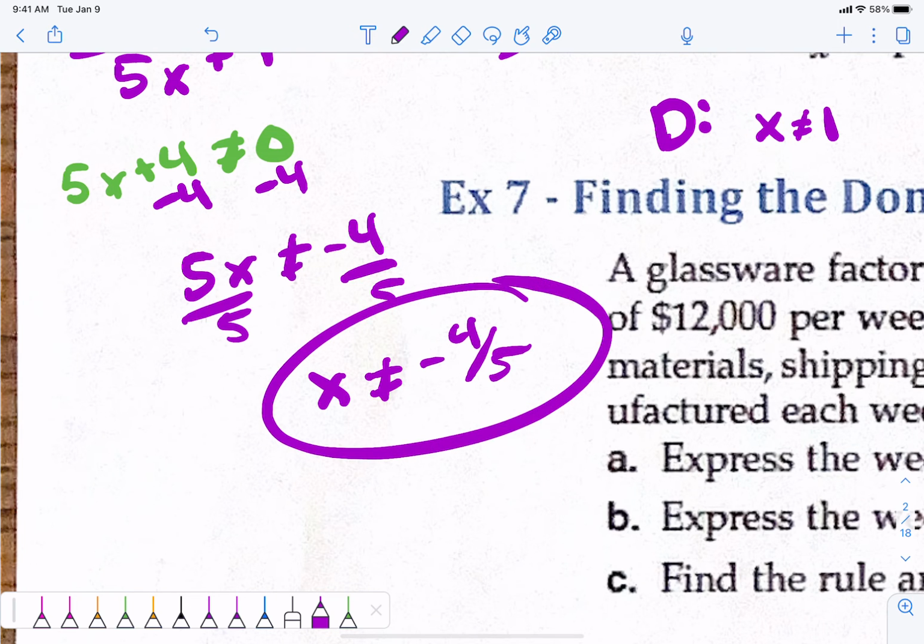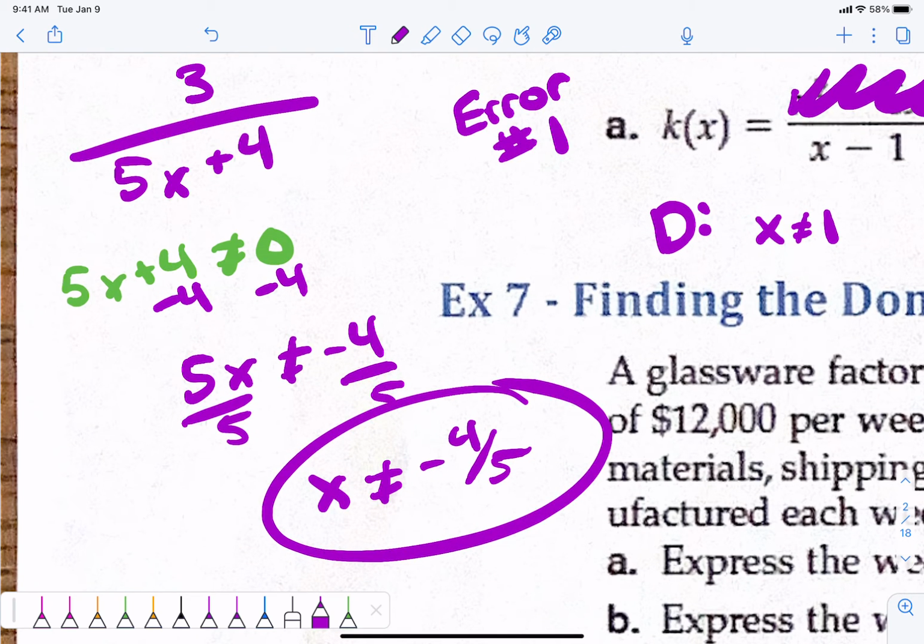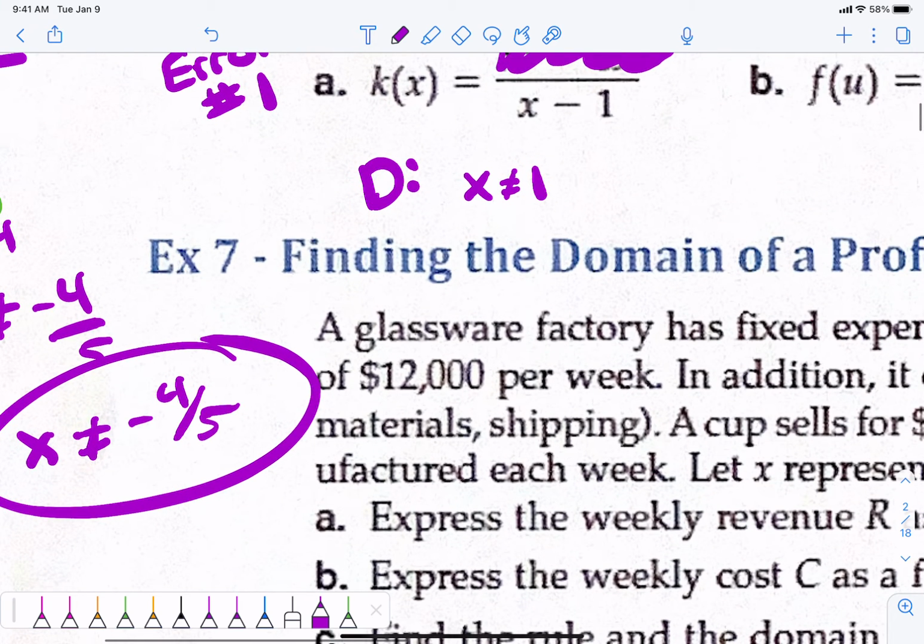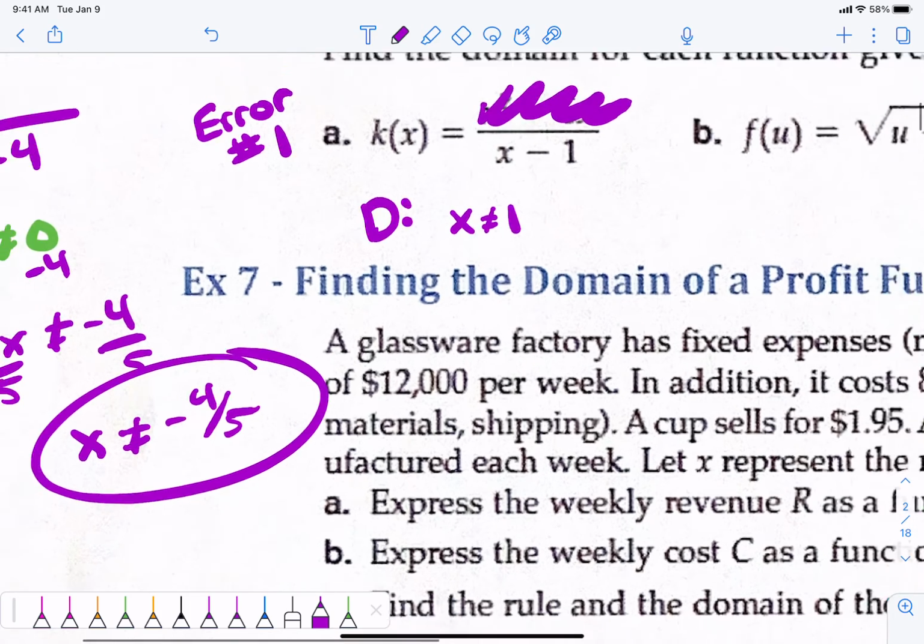So if you can't do it in your head, all you do is set that bottom not equal to 0 and solve. Should we write the answer just like that, or do you want all reals? The all real part is implied. So for domain, by saying x can't be 1, you're implying everything else except 1. So you just have to put x is not equal to 1. Does that make sense?